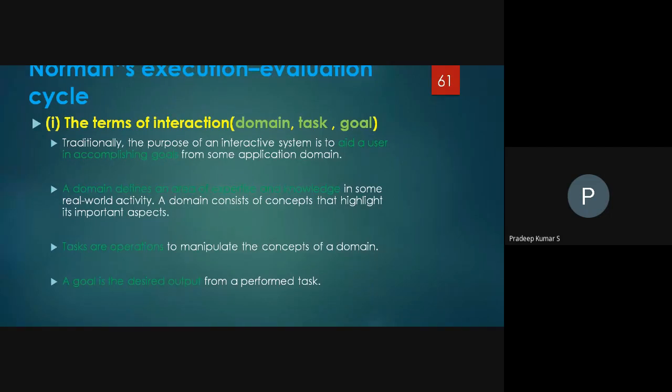The desire from the performance task, that is the goal. So mainly three points to remember. One is the domain, next one is the task, next one is the goal. So three terms are involved in the interaction: domain, task, and goal.